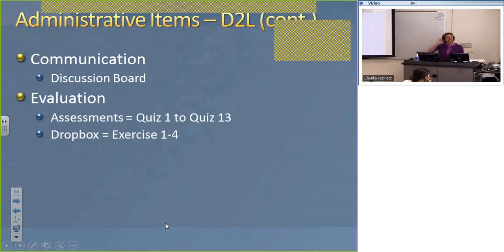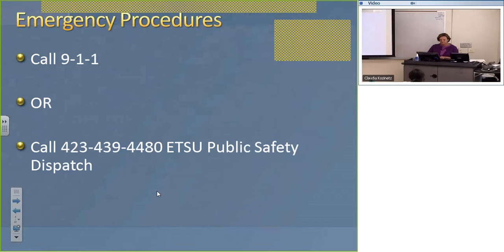The communication tab in D2L, that's where you find your discussion board. And then in the evaluation tab, under assessments, you'll find your quizzes 1 through 13. That's very unlucky. We probably should only have 12 quizzes, you know. And then your exercise will be placed in a Dropbox, and that is found in the evaluation tool also.